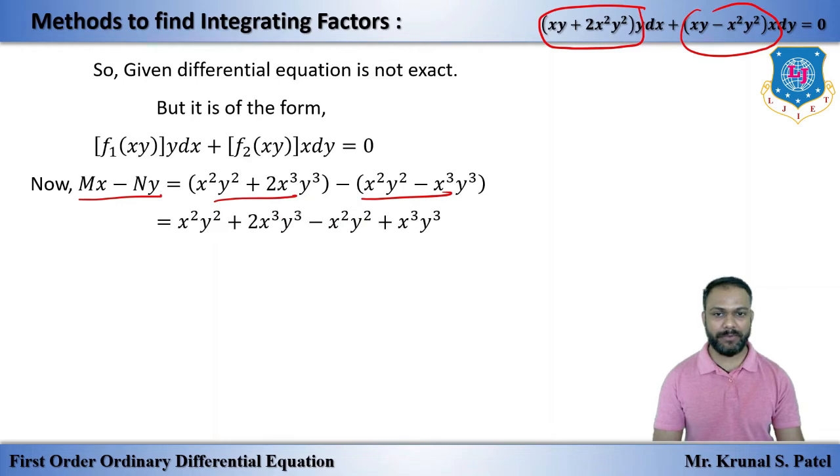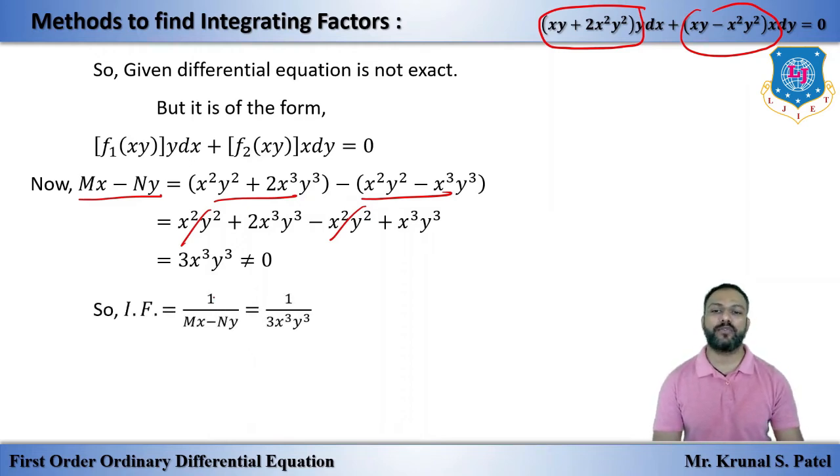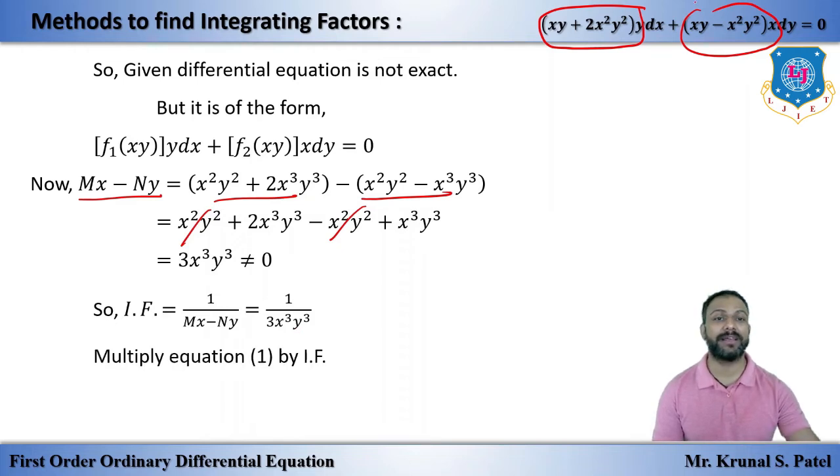By opening the bracket, we can cancel out this term. So we have 3x cube y cube, which is not equal to 0. So IF will be 1 upon Mx minus Ny, that means 1 upon 3x cube y cube. Now after finding IF, we know that we have to multiply this IF with equation number 1, which is this. Okay, so we multiply equation 1 by IF.